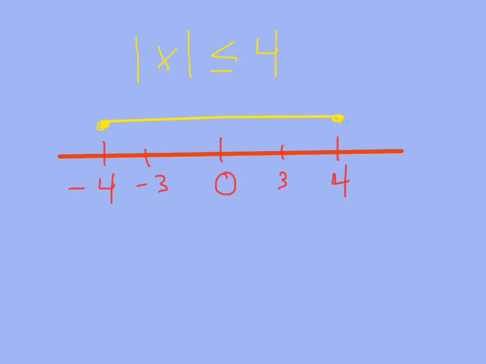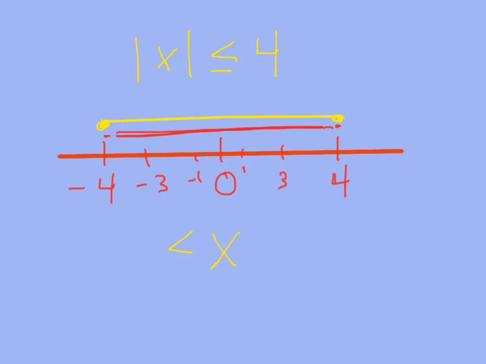So both positive 3 and negative 3 are less than 4. Negative 1 and positive 1 are also less than 4. So all the values that are in here are all less than 4 away from 0. The two endpoints are the or equal to. Now, this is our answer represented in number line notation.